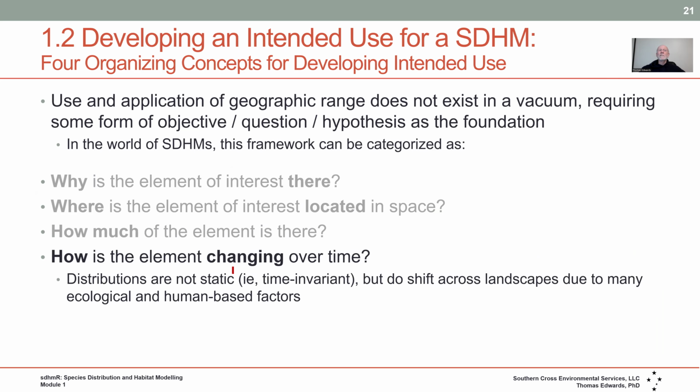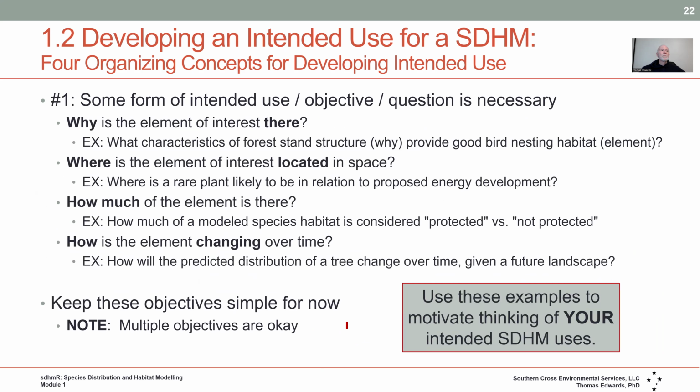And how is it changing? Well, organisms' distributions are not static. They do shift across landscapes due to many ecological and human-based factors. And this, of course, again, is a very important conservation and management framework for you to be considering. So let's look at a couple of examples so you can see what I'm talking about.